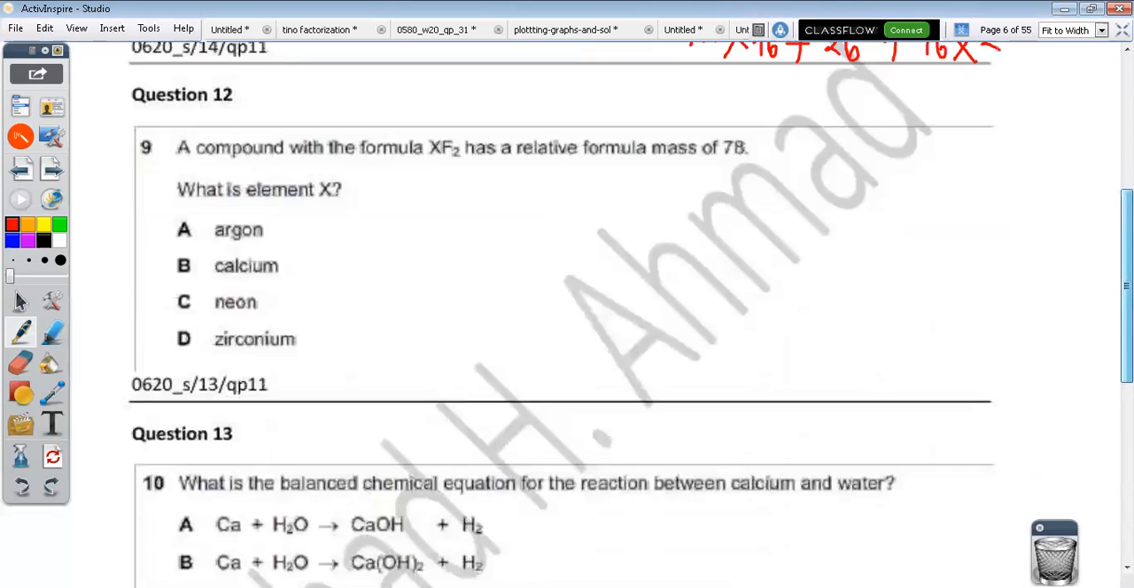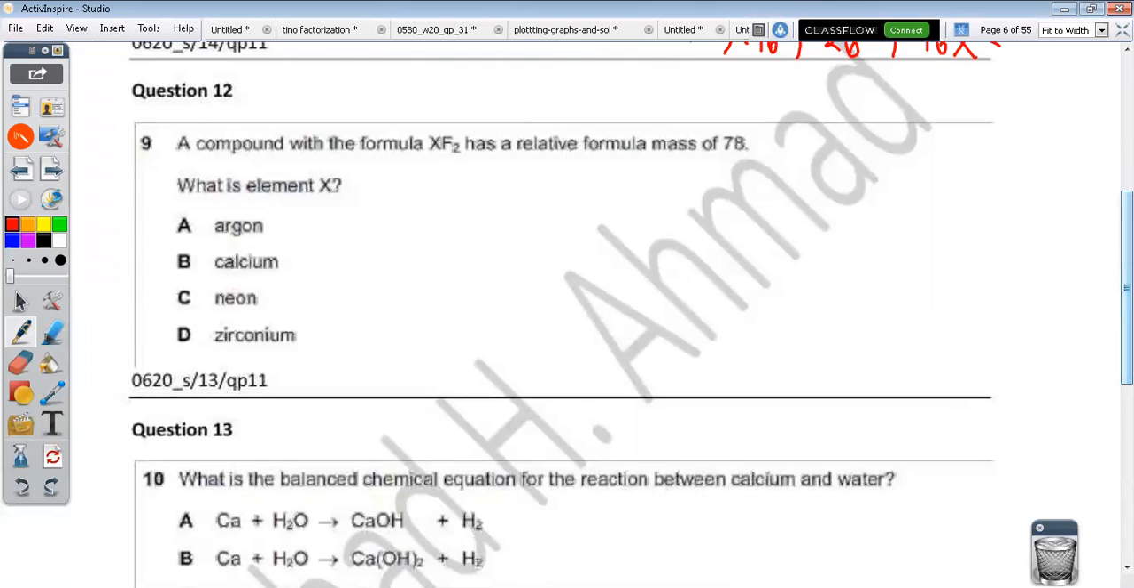Now let's look at the next one. A compound with the formula of that has a relative molecular mass of what? What is element X? So it means two of the fluorine, the mass of fluorine times 2 plus whatever X is. You get a clue. So you can go and check what's the mass of fluorine.